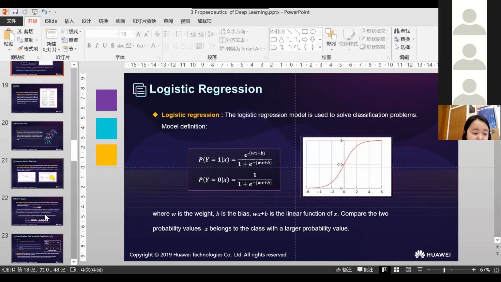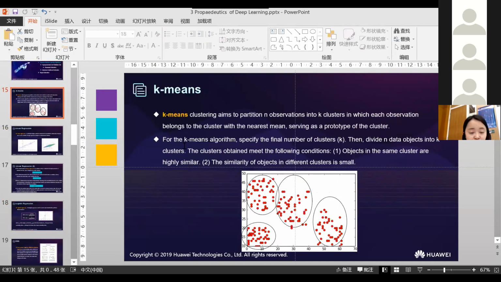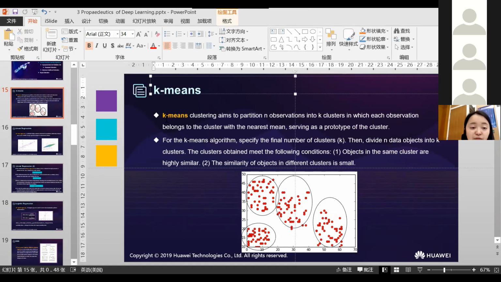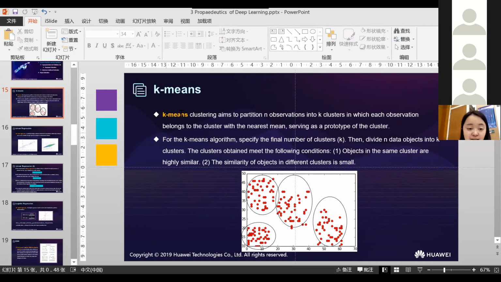So here is the function of logistic regression. And then we talk about a clustering algorithm. We call it k-means. For the k-means algorithm, k is a hyperparameter, and k means k clusters. That means we want to divide the whole set of samples into k clusters. It's a hyperparameter. So the first step for the k-means algorithm is to decide the number of k. You need to choose the number of k.